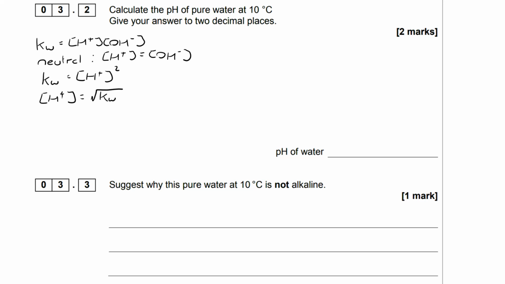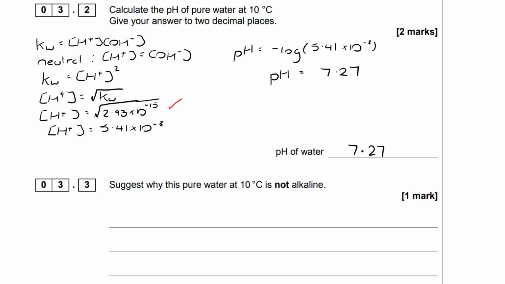And if I then rearrange that again, because I want H+, not H+ squared, we can see that that's equal to the root of Kw. Now, we were given the Kw value at the start of this question, so I find the square root of that. That gives me my H+ concentration, which I can then put into my pH expression, giving me a pH of 7.27.